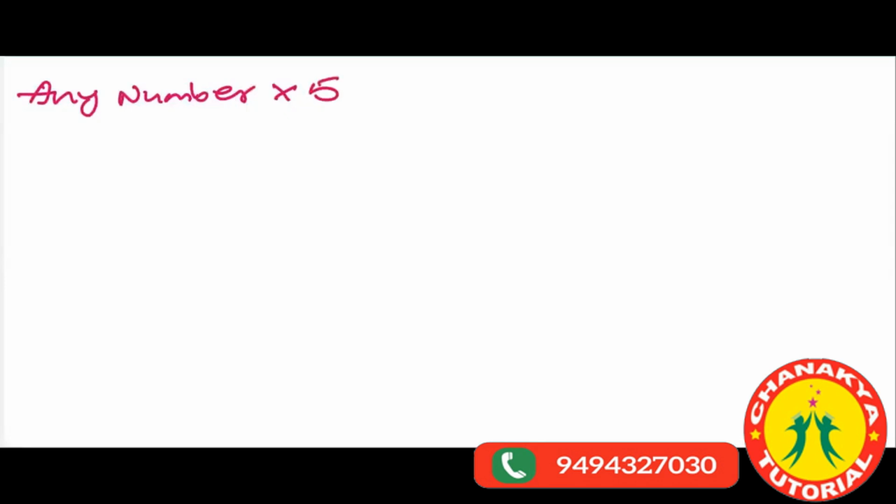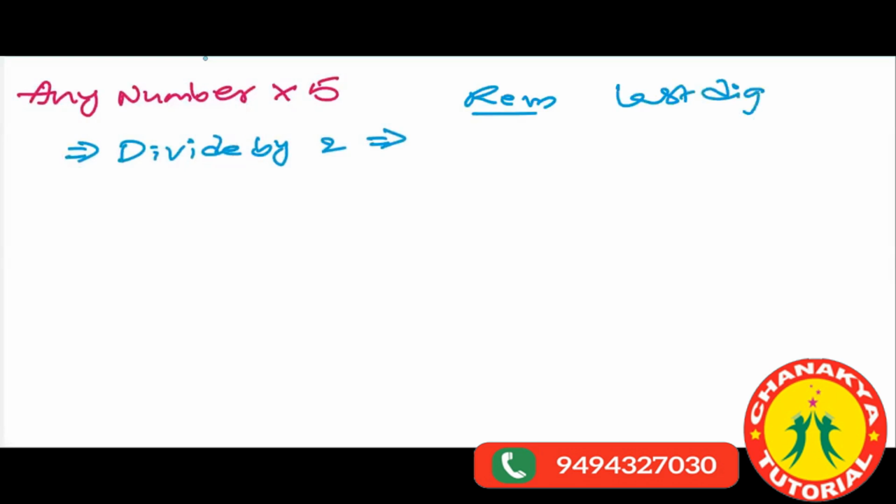Any number into 5. Tell me the process. We divide it by 2, and the remainder is 0 or 1. Remainder 0, last digit 0. Remainder 1, last digit 5.